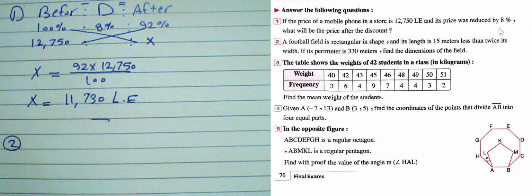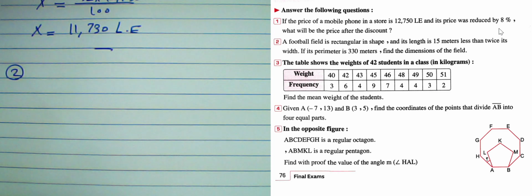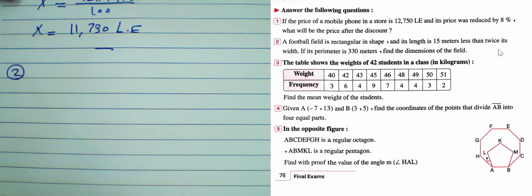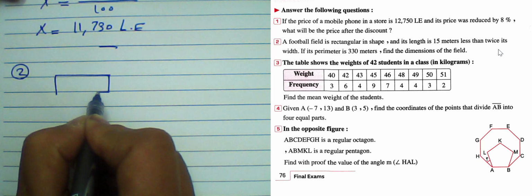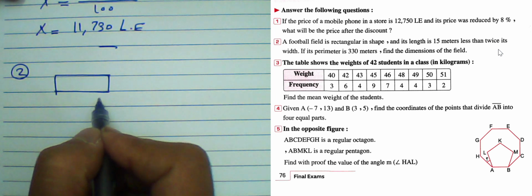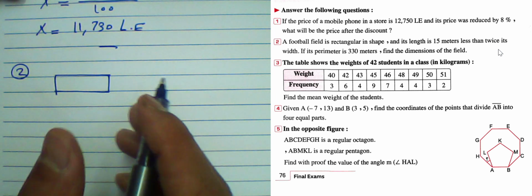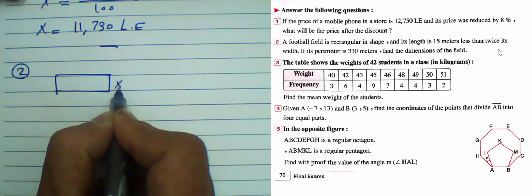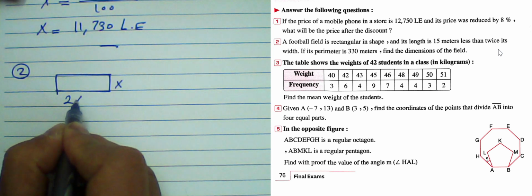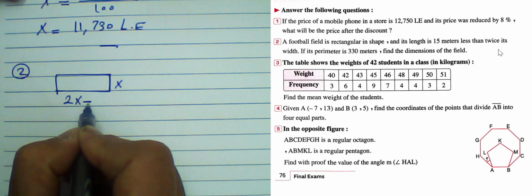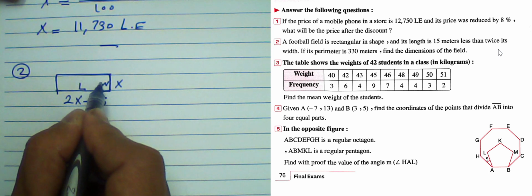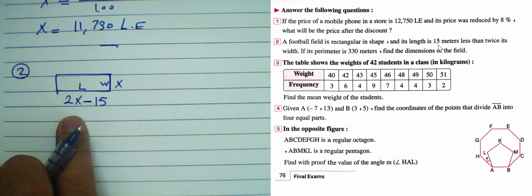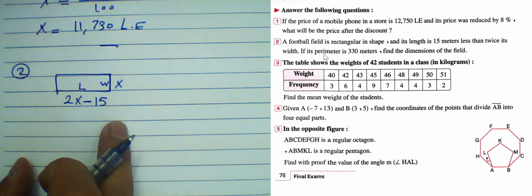Okay, it was question number 1. Now question number 2. A football field is rectangular in shape and its length is 15 meters less than twice its width. This example, football field, rectangular shape, and its length is 15 meters less than twice its width. If we put the width x, then the length will be twice the width subtract 15. Why? Because he tells us the length here. Look at here.